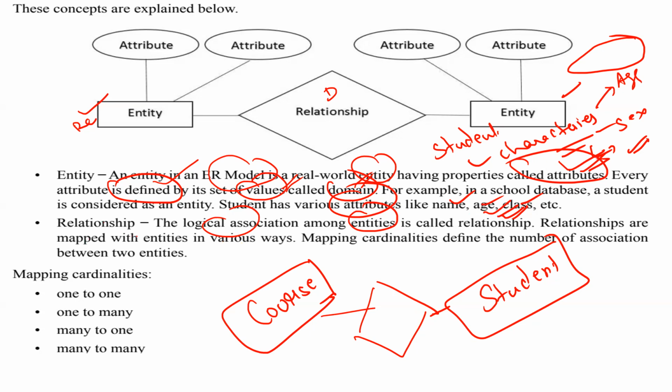Relationships are mapped with the entities in various ways. Mapping cardinalities define the number of associations between two entities. Mapping cardinalities are either one to one, one to many, many to one, or many to many. So there are four cases. Clear? What the meaning of one to many is, I will tell you with the help of some questions in the upcoming session.